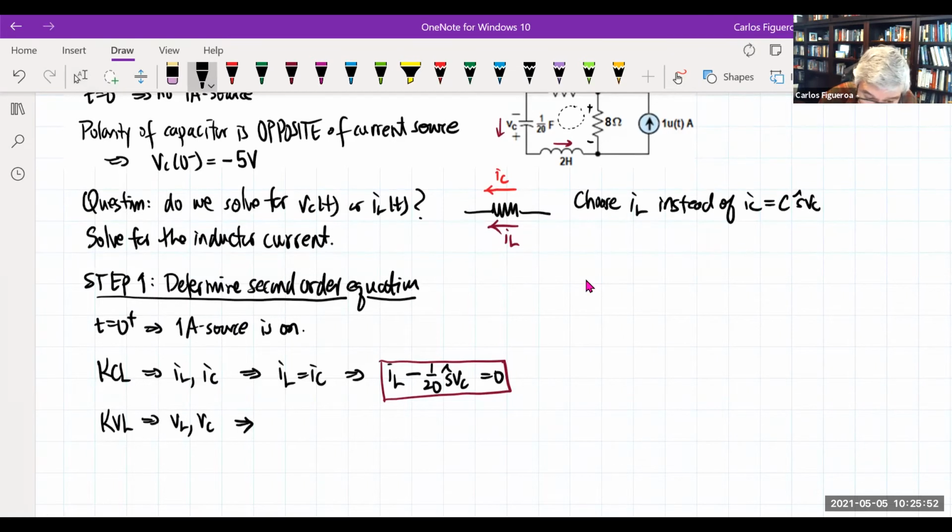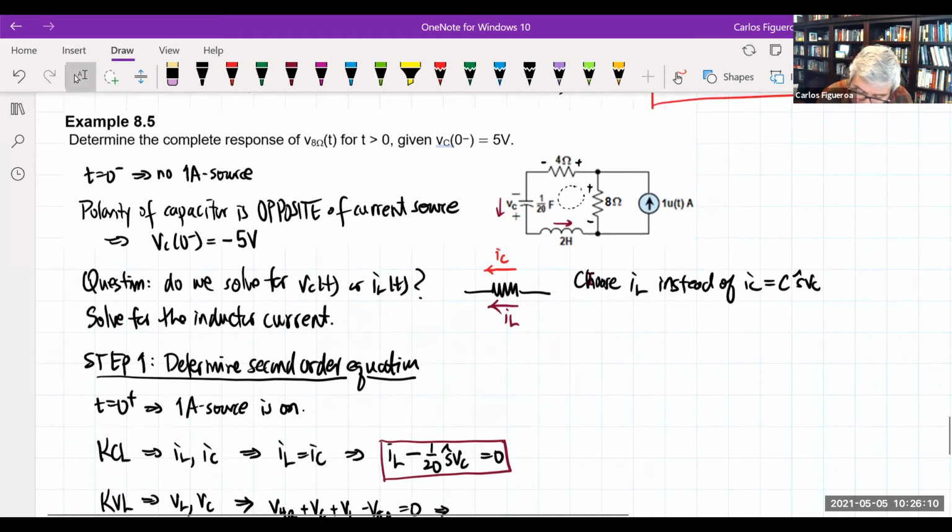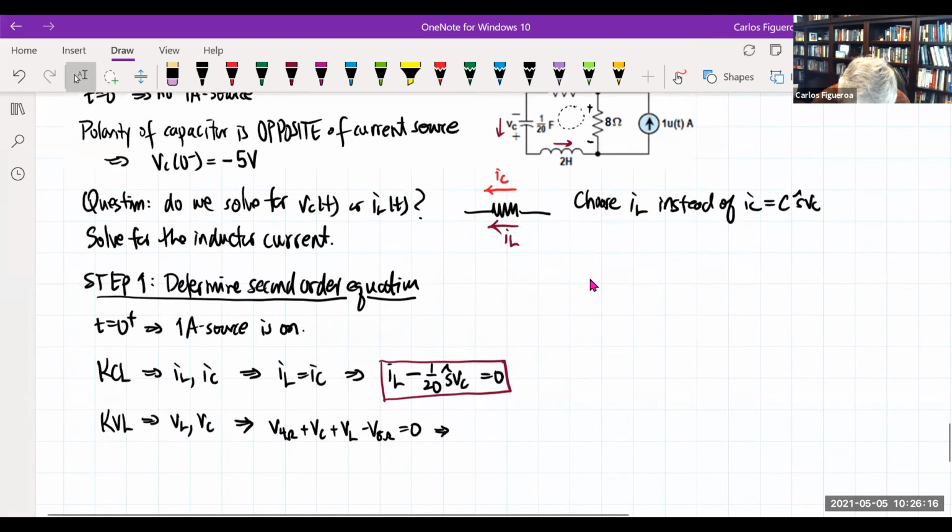So I have the voltage of the 4 ohm resistor plus the voltage of the cap plus the voltage of the inductor minus the voltage of the 8 ohm resistor. And of course, that's equal to 0. So let's keep moving along. Now I see that the inductor is in series with the 4 ohm, so I'm going to write this as 4 IL.